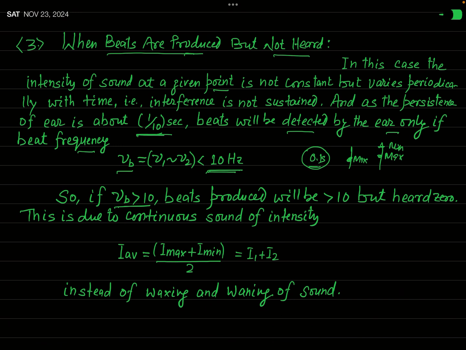Actually, what happens in that condition? When the beat frequency is greater than 10, our ear observes a continuous sound intensity. It does not feel that the intensity is varying. It feels an average intensity which is constant. And that average intensity, you have seen, is given by I max plus I min divided by 2, which you know is equal to I1 plus I2. So in this condition, the ear does not feel that there is a waxing and waning of sound, but it hears a continuous sound, a sound of constant intensity.